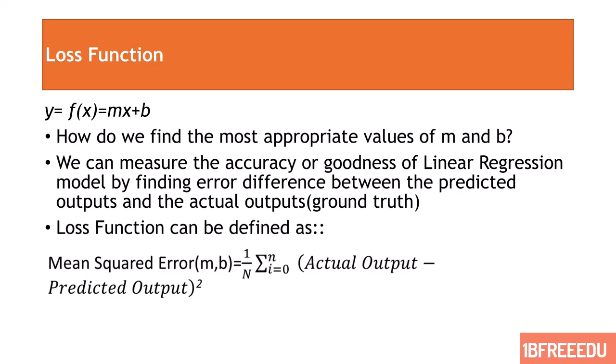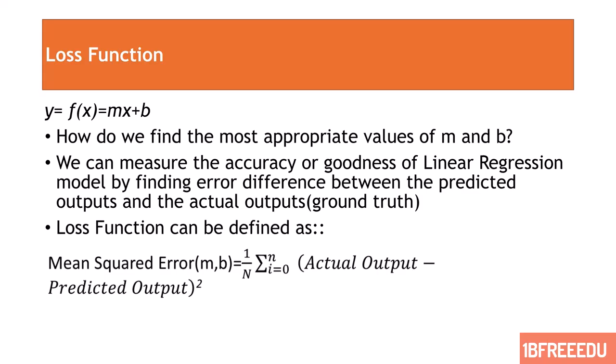How do we find the most appropriate value of m and b? Well, that's a good question. The value of m and b is going to be appropriate based on an error. So let's first understand what we mean by the loss function and how we compute it. We can measure the accuracy or goodness of a linear regression model by finding the error difference between the predicted output and the actual output, which is what I was trying to illustrate. Anytime you have a prediction, you subtract it from the actual output, square that, and divide by the number of observations. That gives you the mean squared error.